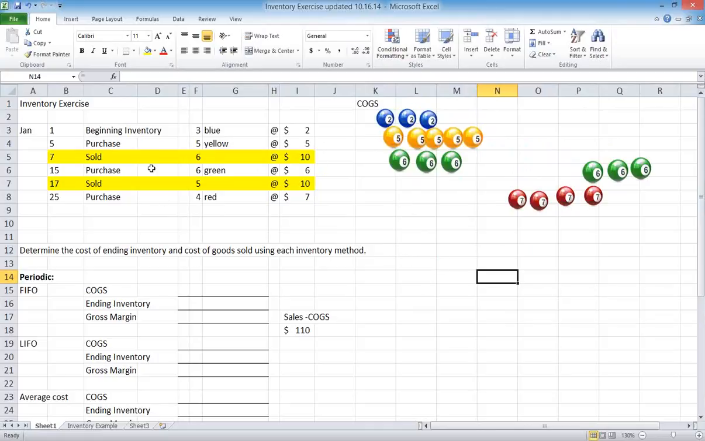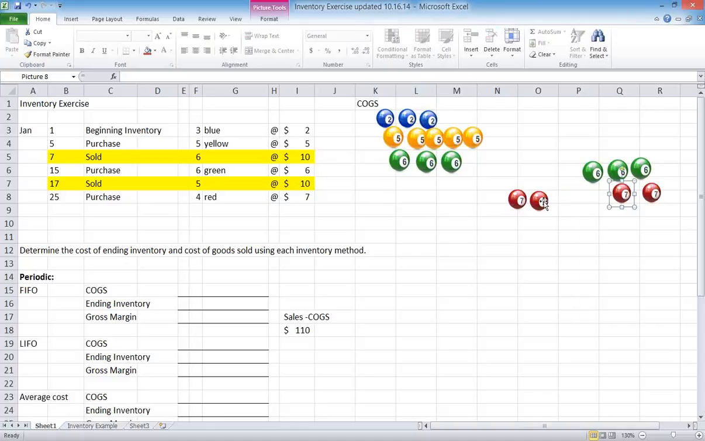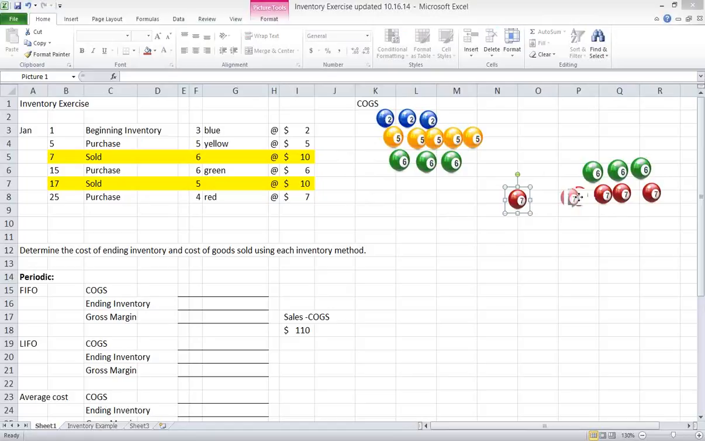I can also multiply and do the math without counting, but I'm trying to get you to have a visual of knowing which they sold and how the flow works. So does everyone see how I counted these off to show which ones are my cost of goods sold and which ones I have left? Does that make sense? Okay.